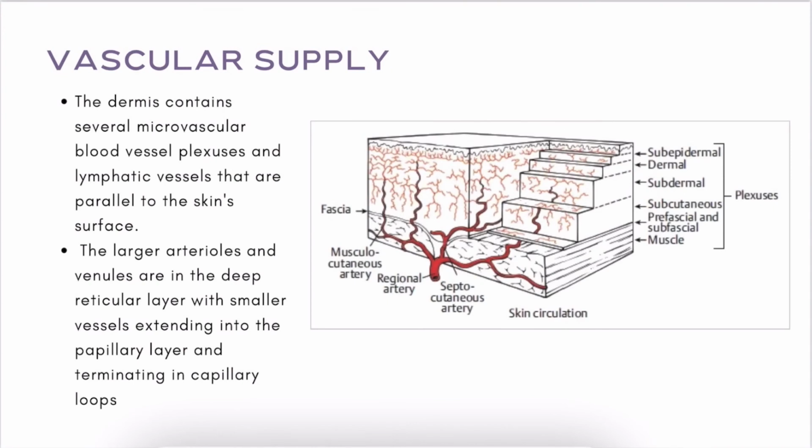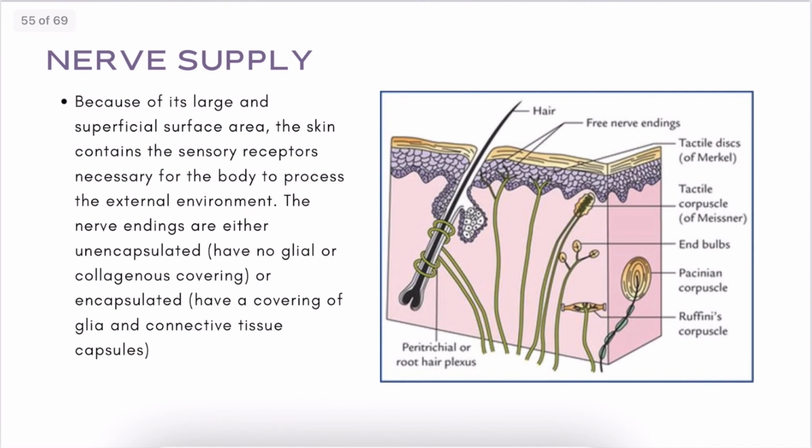So our skin physiology also consists of vascular supply, nerve supply, and skin nutrition. The dermis contains several microvascular blood vessel plexuses and lymphatic vessels that are parallel to the skin surface. The larger arterioles and venules are in the deep reticular layer, with smaller vessels extending into the papillary layer and terminating in capillary loops. For the nerve supply, because of its large and superficial surface area, again, the skin contains the sensory receptors necessary for the body to process the external environment. The nerve endings are either unencapsulated or encapsulated.